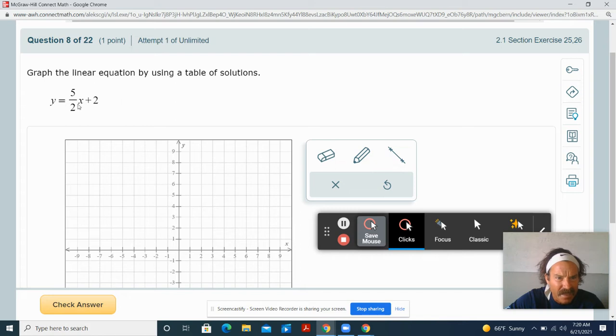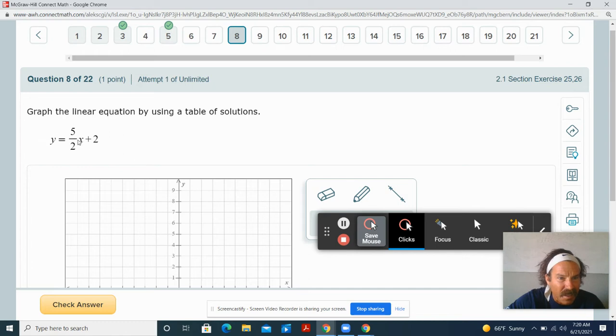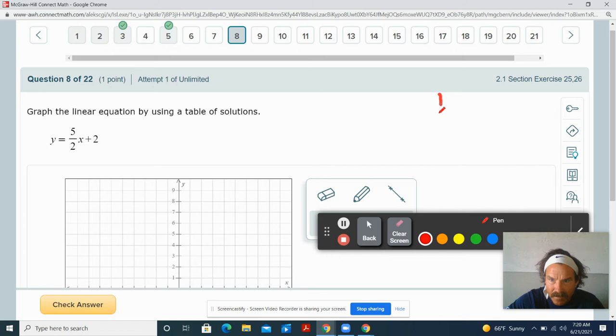Okay, so 8 has a fraction in it. So let's take a look at this one here. It has a fraction in it. You got to be careful. Well, remember, a table of solutions is just a table of solutions, choosing your x and y. I'm going to choose 0 for x again because 0 times this fraction is 0, and 0 plus 2 is 2, so y is equal to 2.